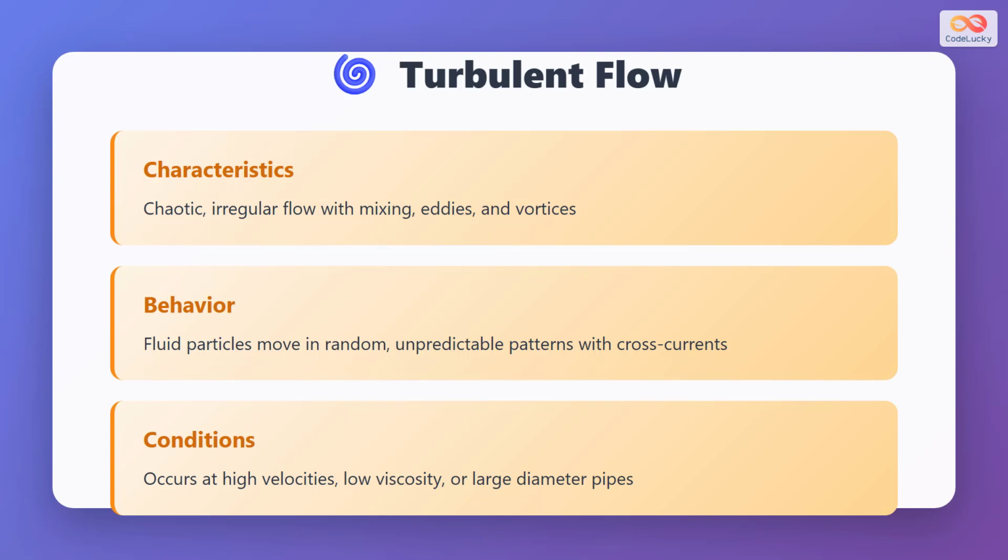Turbulent flow is the opposite of laminar flow. It's characterized by chaotic, irregular motion with constant mixing. In turbulent flow, you'll see eddies, swirls, and vortices forming throughout the fluid. The particles move in random, unpredictable patterns with cross-currents moving in different directions. This type of flow occurs when fluids move at high velocities, have low viscosity like water or air, or flow through large diameter pipes.